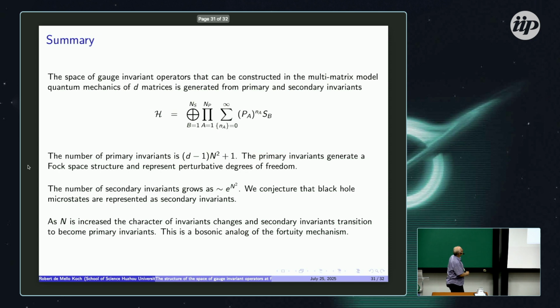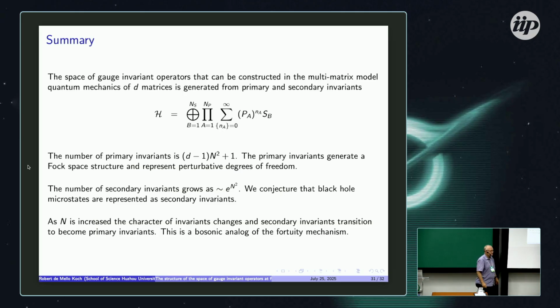Okay, so that was basically the story. So let me tell you the summary. So what have we shown? The space of gauge invariant operators that can be constructed in a multi-matrix model, quantum mechanics, can be written in this form of a direct sum. Each term in this direct sum is labeled by a specific secondary invariant. And then there's a prefactor over here, which we interpret as building up a Fock space based on the primary invariants. The number of primary invariants is (d minus 1) times (n squared plus 1).